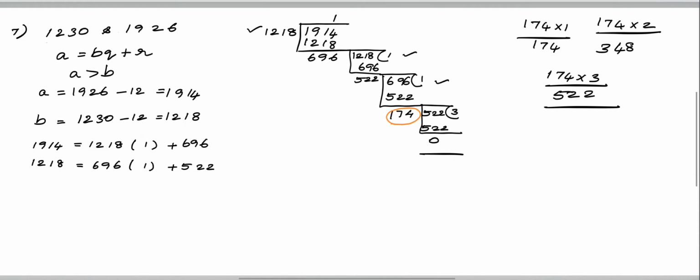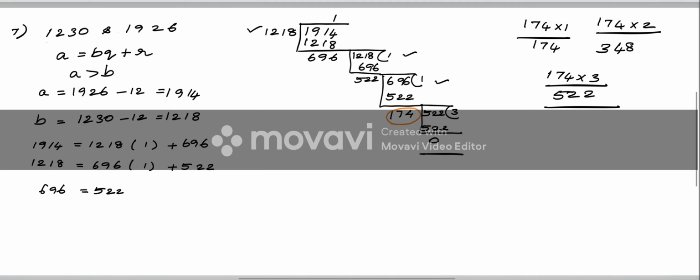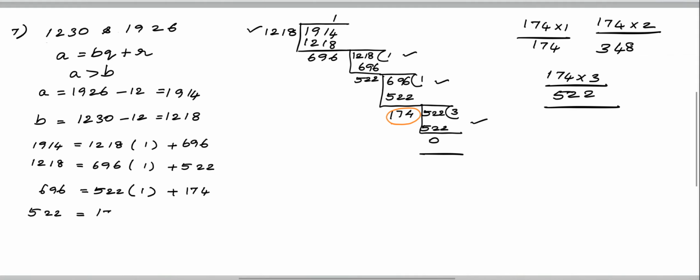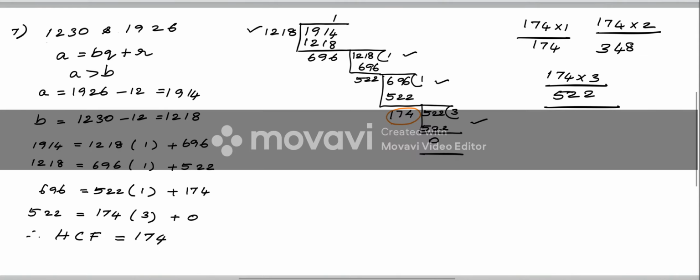Your dividend is 696 and your divisor is 522 and your quotient is 1 and your remainder is 174. Yes, next one. Your dividend is 522 and your divisor is 174. Your quotient is 3 and your remainder is 0. And now what is your HCF? It is 174.